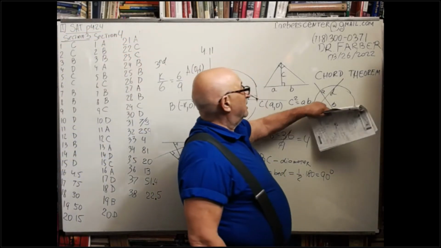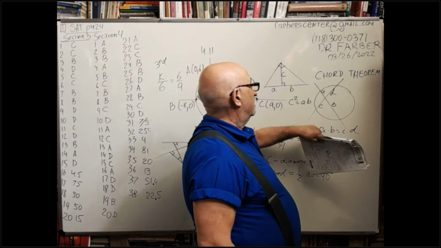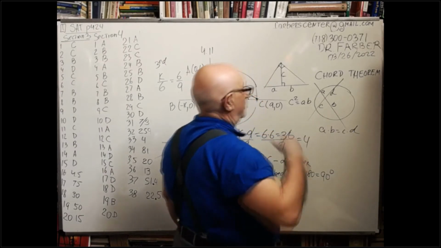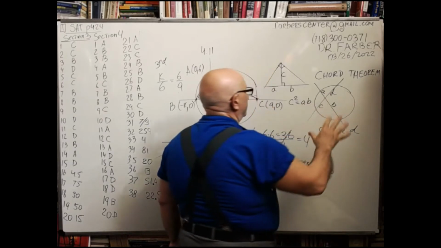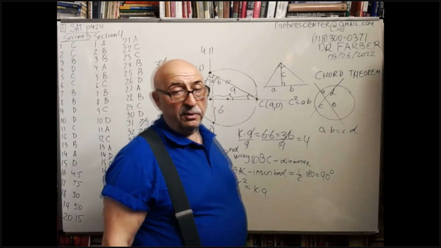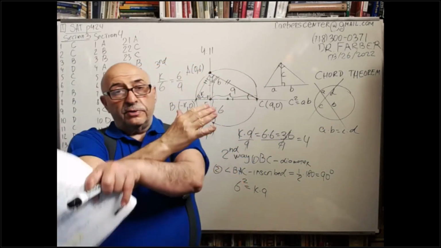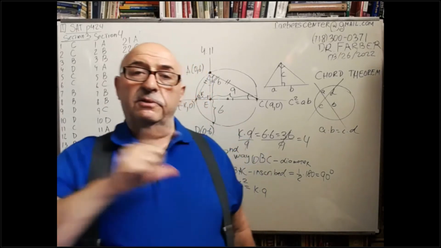Keep in mind, they ask you this question many times. And what you're supposed to do is so easy. Look at this. A times B equals C times D. Not necessarily a right angle at all. Any angle. Just two chords and the product of their segments equals each other. That's it.